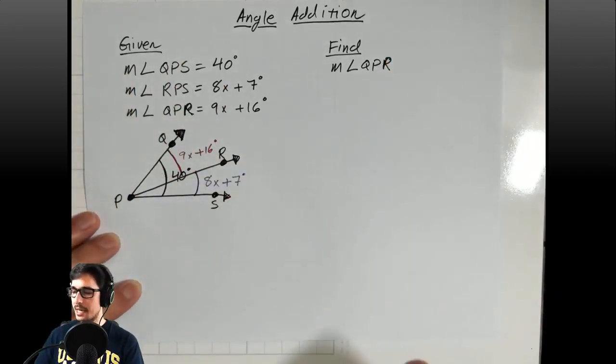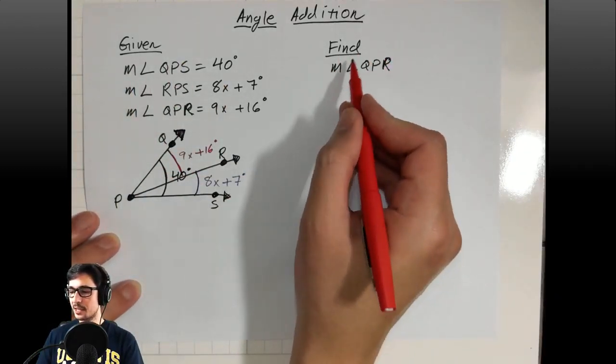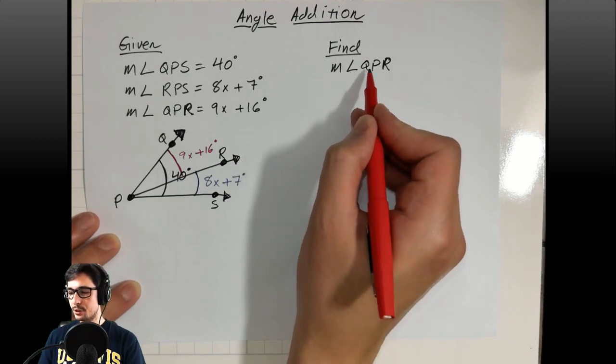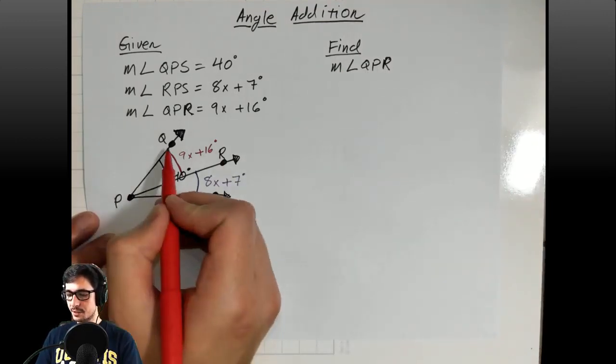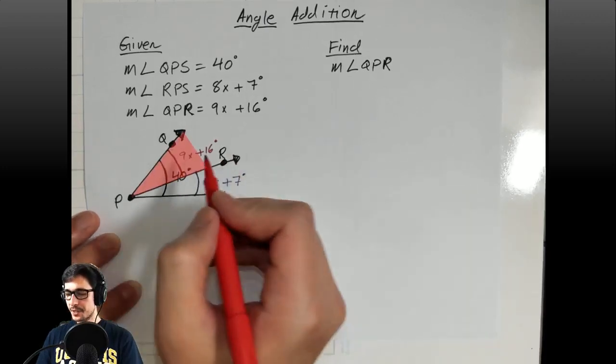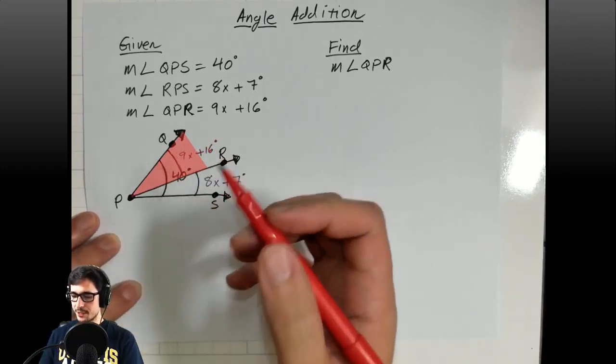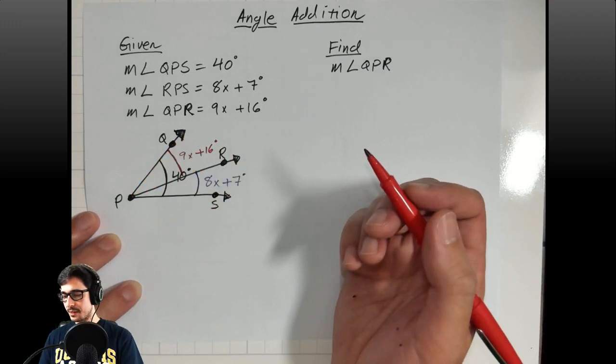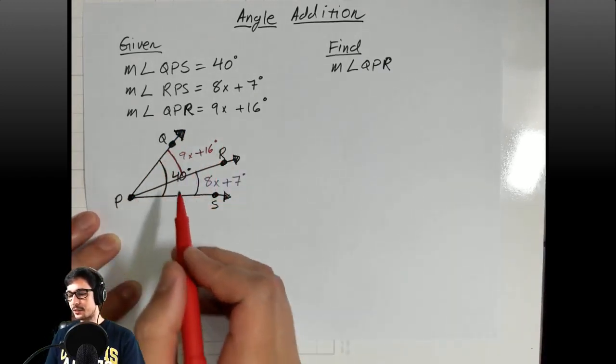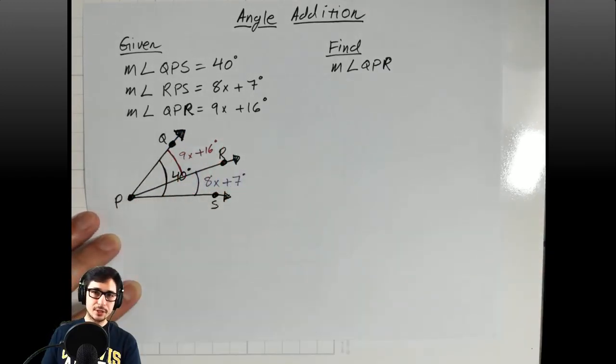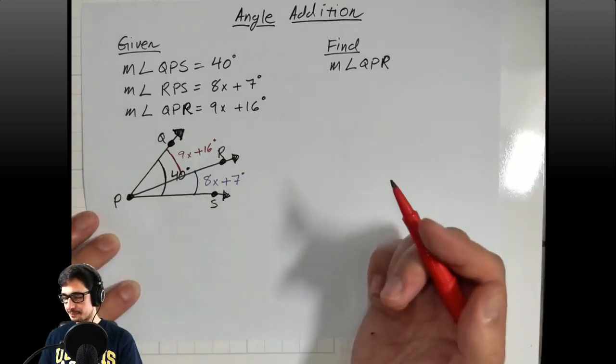Now let's take a look at our find. For our find, it says we want to find the measure of the angle QPR. So here's QPR, it's the angle in red. It wants to know what the actual measurement in degrees is. So for example, if this whole thing is 40, is this 20 degrees? Is it 30 degrees? We want to find out what that is.